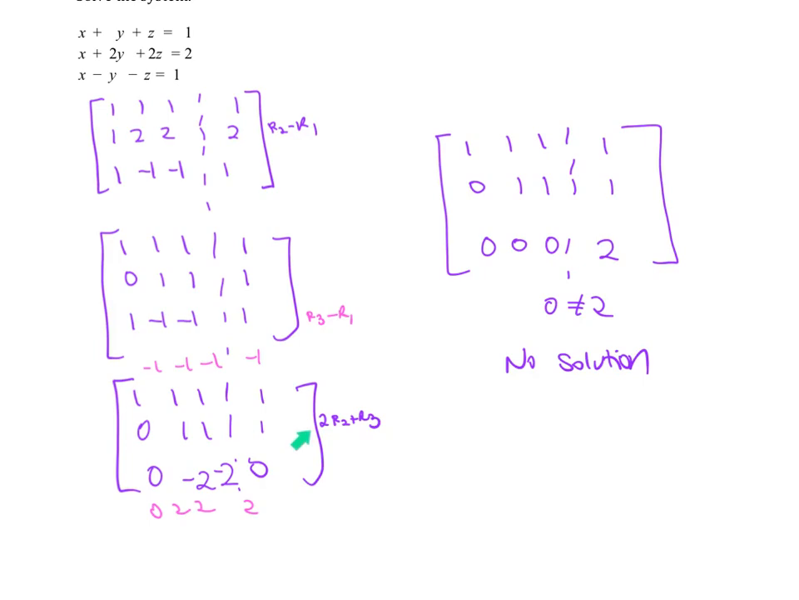And then what I did is I took 2 times row 2 and then added it to row 3. And so when I did that, I got 0, 2, 2, 2, and notice this is 0, 0, and 2. So there is my last row. And so notice it is no solution.